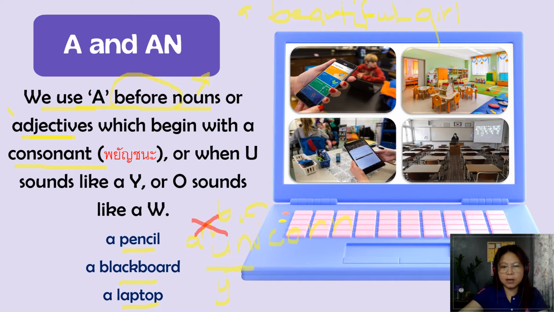So these are consonant letters: P, B, L. So we use a for consonants. Okay, we use a for consonants.